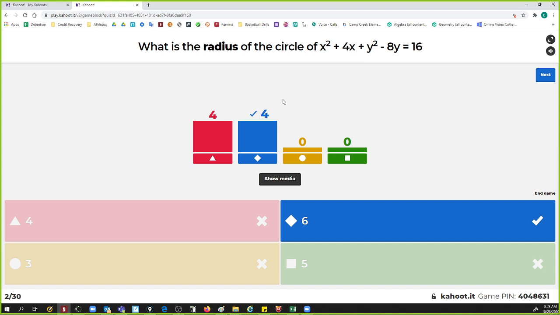And this is where if you're a good test taker, you can even just look at the answer choices, and I already know what the answer is going to be just by looking at the choices. But I'm still going to show you how to do it.